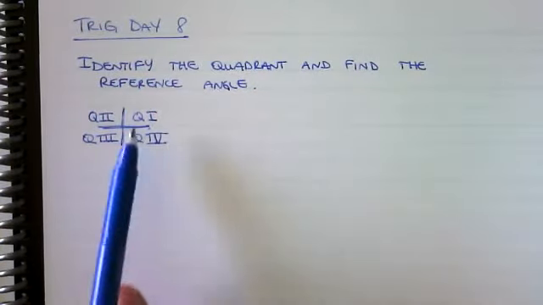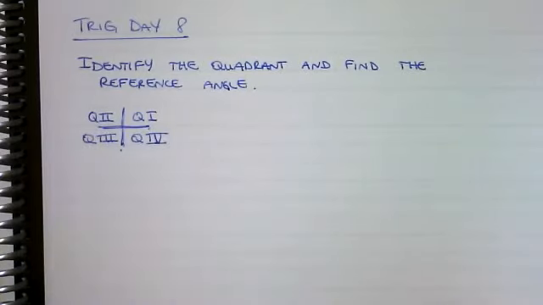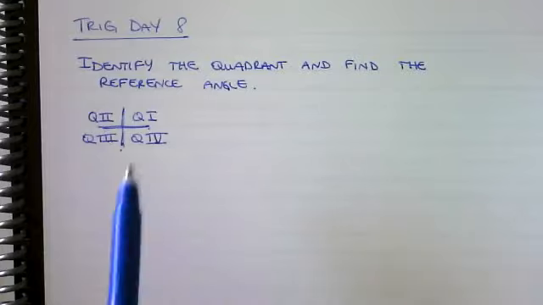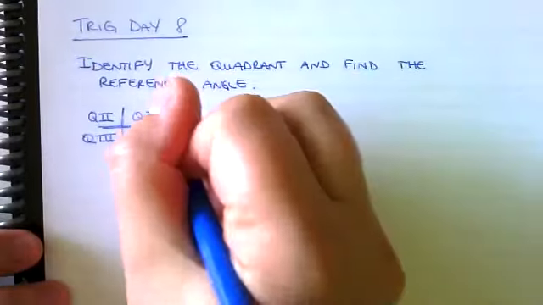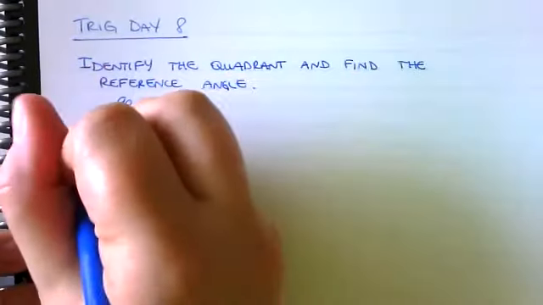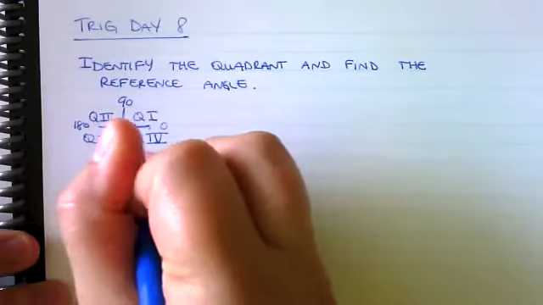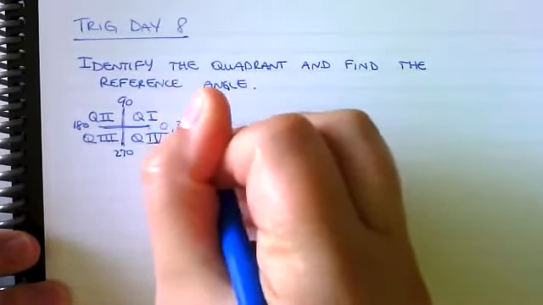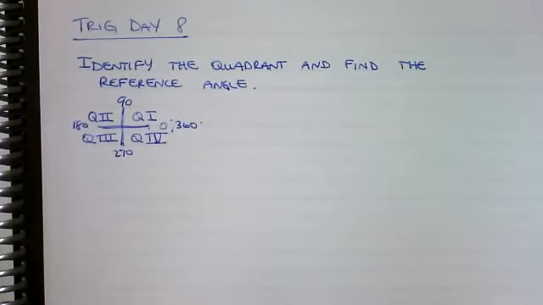And remember, these are just Roman numerals. That's usually how you'll see them written. They can also write just the numbers 1, 2, 3, 4. So that's how we identify our quadrants. And remember 0, 90, 180, and then 270. And 360 comes back around. It's the same as 0. Okay, so that's for identifying our quadrants.